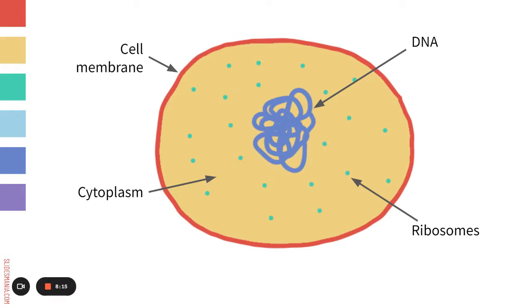And then the last thing that every single cell has is DNA. This is sort of the direction booklet or like a recipe book. It's the master instructions for making those proteins. So all cells need DNA. Okay, so DNA, ribosomes, cytoplasm, and the cell membrane are the four things that all cells have.